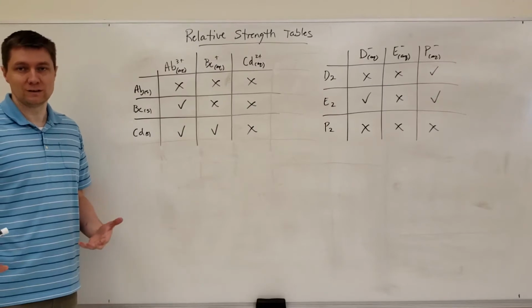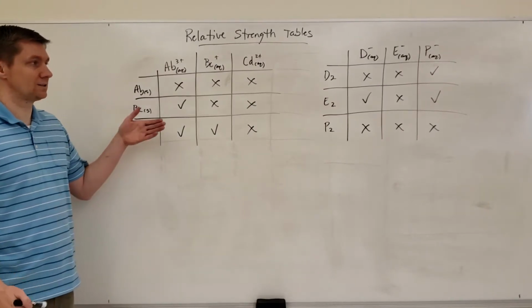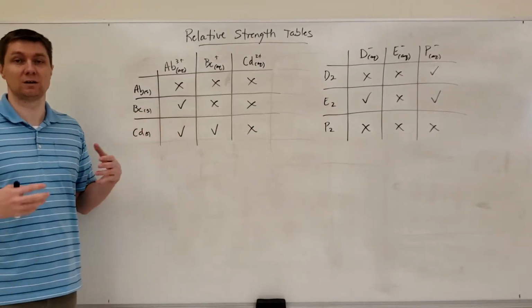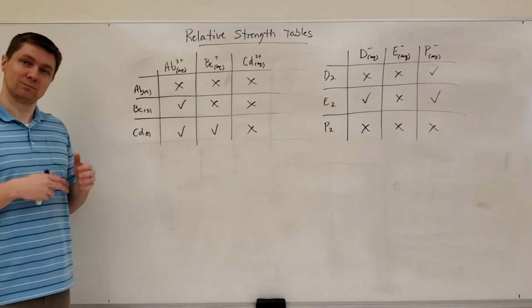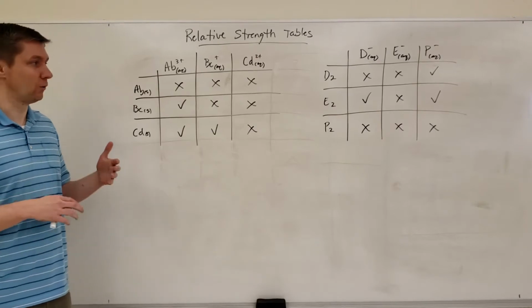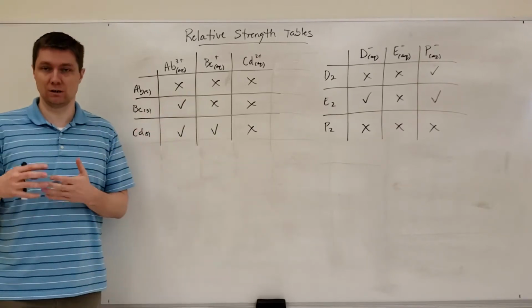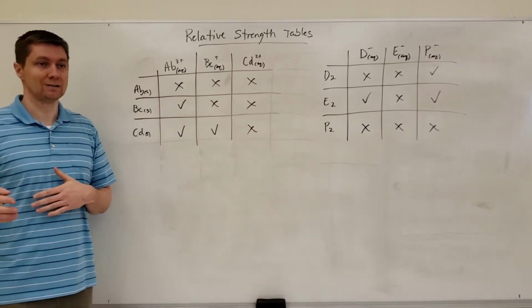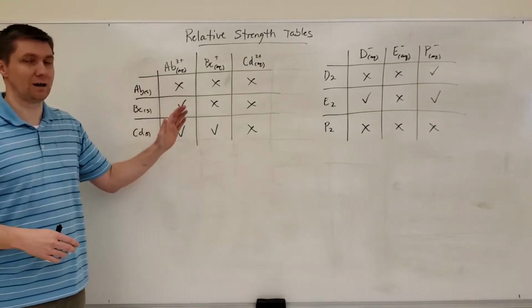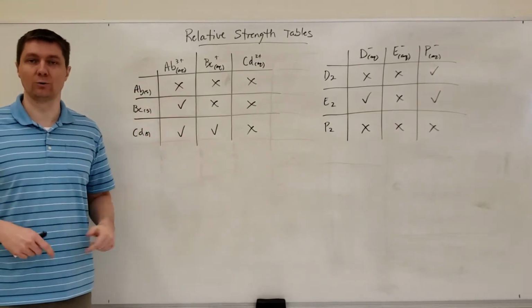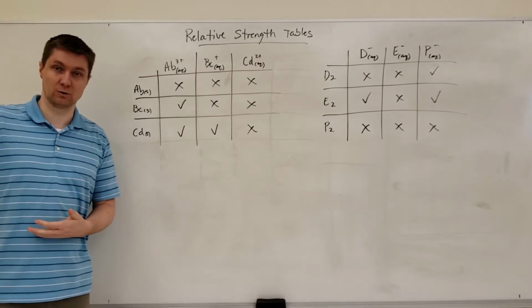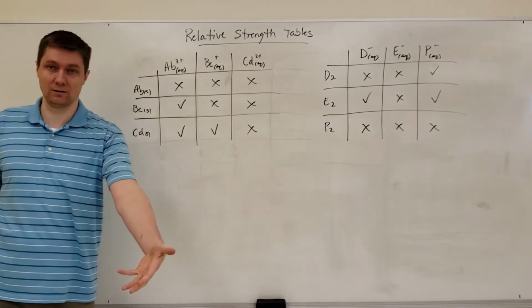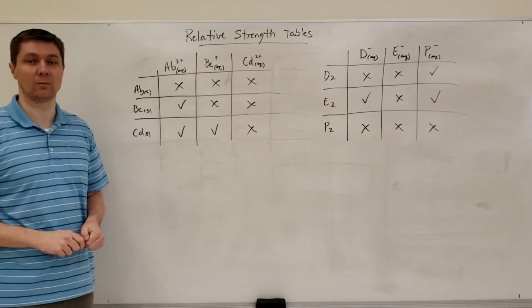So now what you can see sometimes is that instead of asking you to build these charts, sometimes questions will give you the charts. And so it's kind of working backwards, where before we made these charts using a reduction half reaction table. Sometimes they'll give you a chart and then ask you to build your own reduction half reaction table, where the strongest oxidizing agents are found in the top left-hand corner, and the strongest reducing agents are found in the bottom right-hand corner.